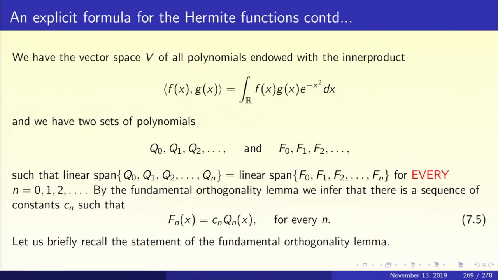The degree of q0 is 0, the degree of f0 is 0. q0 is 1 and f0 is 1. q1 is minus 2x and f1 is a linear polynomial. q2 is quadratic and f2 is quadratic. So, what does it mean? It means the linear span of q0, q1, q2, ..., qn is the same as the linear span of f0, f1, f2, ..., fn for every n running from 0 to infinity.